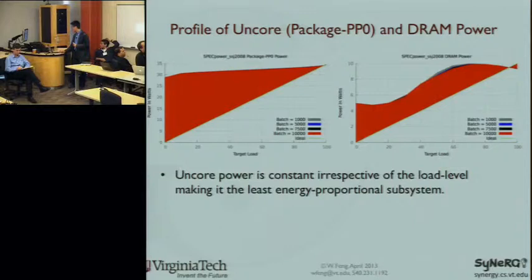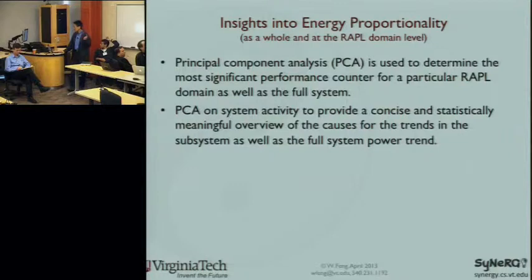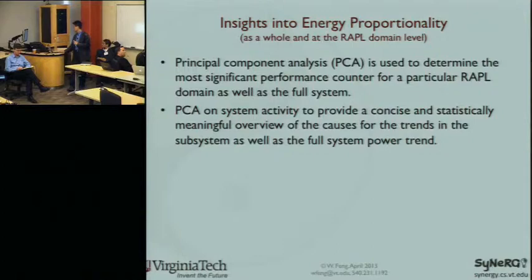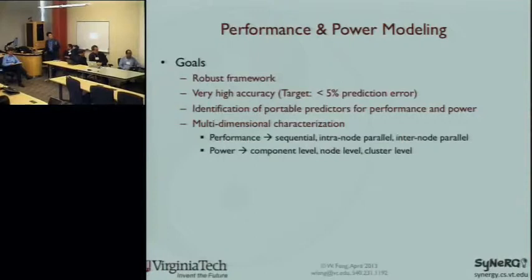It's at 8 minutes, so I'll just say that we've been doing a lot of insights into the energy proportionality gap for a system as a whole, as well as the different running average power limit domains, that is the subsystem levels. And I'll leave it at that and point out, going back to some of the slides that I had before, that what we're really looking to do is identify these portable predictors for performance and power.